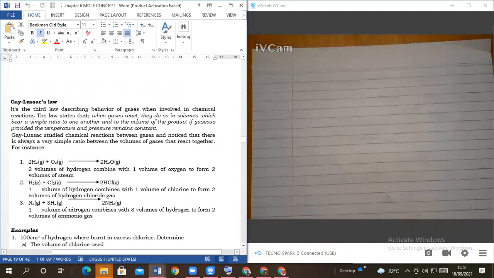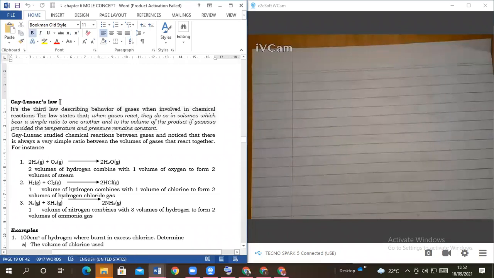So when gases react, they do so in volumes which bear a simple ratio to one another. We saw even from calculation of masses, converting masses to grams, if you cannot write a well-balanced equation, you can never know the moles to which those substances react. You can never know the volumes to which those things react. So they are saying they do so in volumes which bear a simple ratio to one another and to the volume of the products formed, if gaseous, provided the temperature and pressure remain constant.